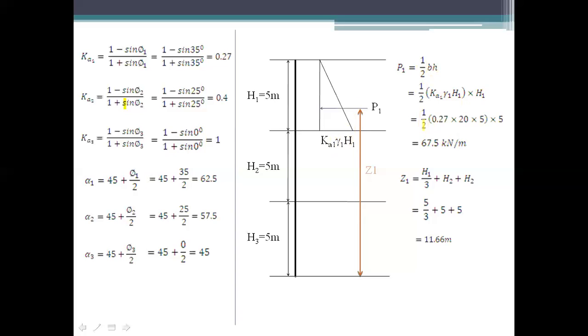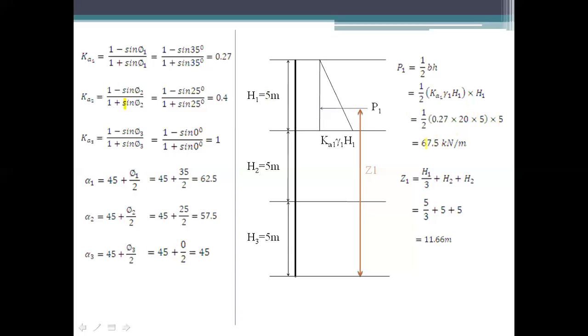So 1 by 2 into Ka1, which is 0.27, gamma is 20, into height H1 which is 5, so 5 into 5. Again the answer comes to 67.5 kilonewton per meter. So this is the force for the first diagram.